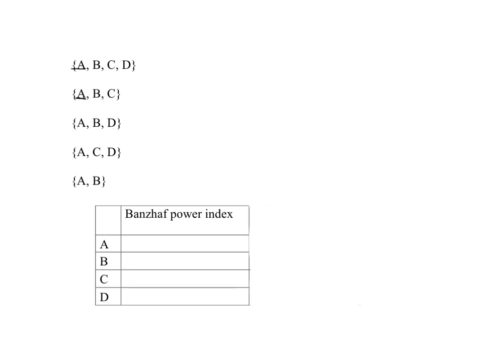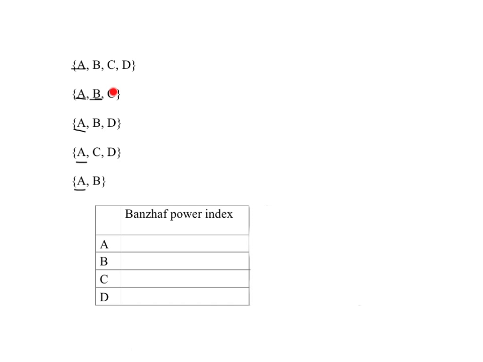So A, notice, is going to be critical every time it appears. Not true of the others. Is B critical in this winning coalition? Well, yes. In this scenario where A, B, and C are the only yes voters, and D is a dedicated no voter, if B suddenly gets the idea of quitting, leaving A and C alone, then they no longer have a winning coalition. So B is critical here. However, C is not critical here.